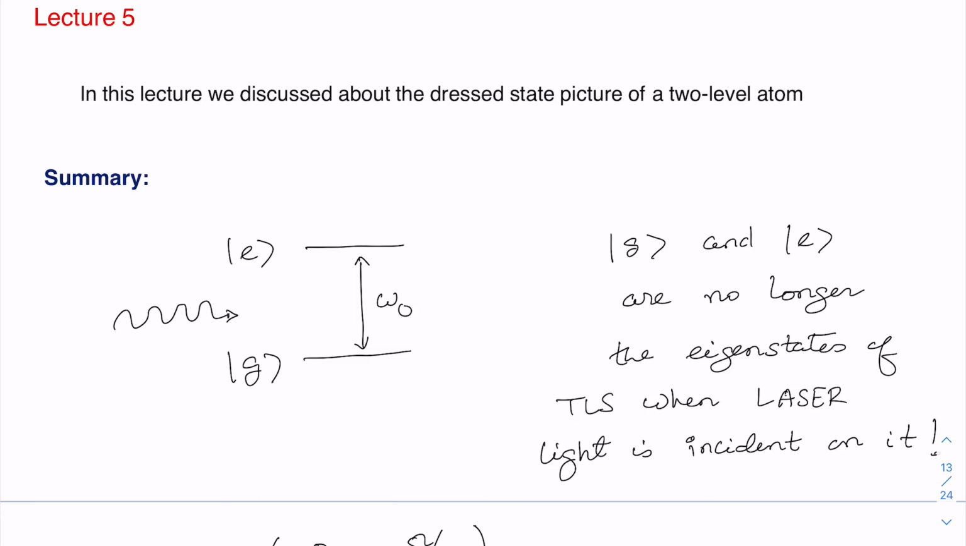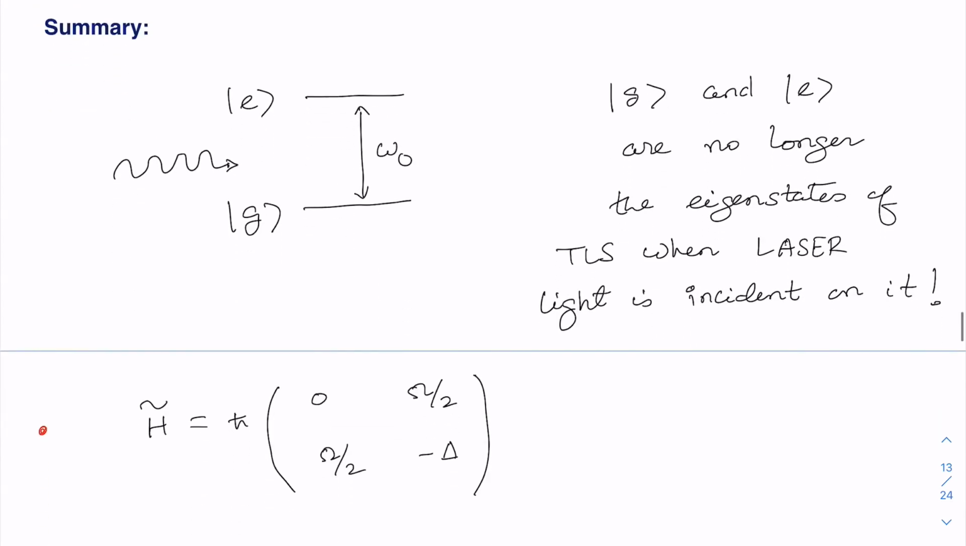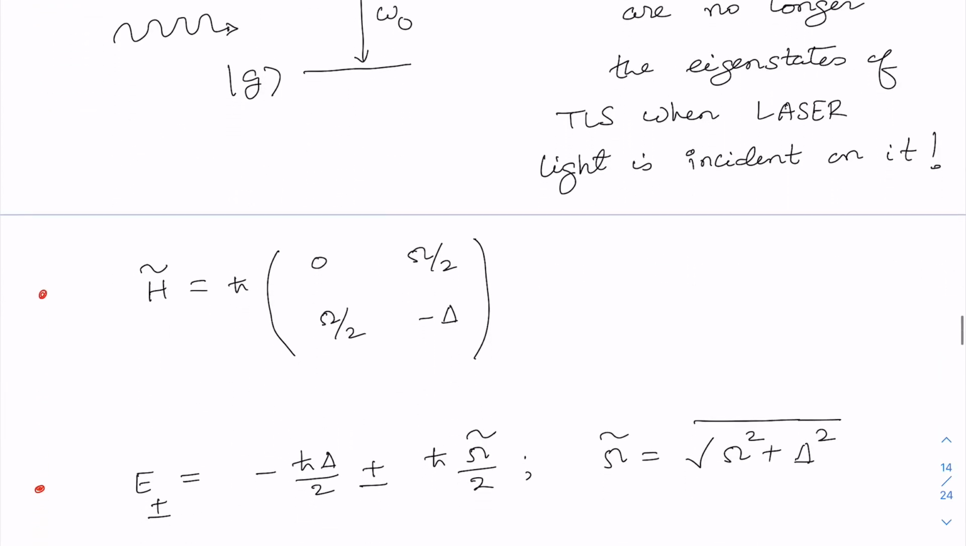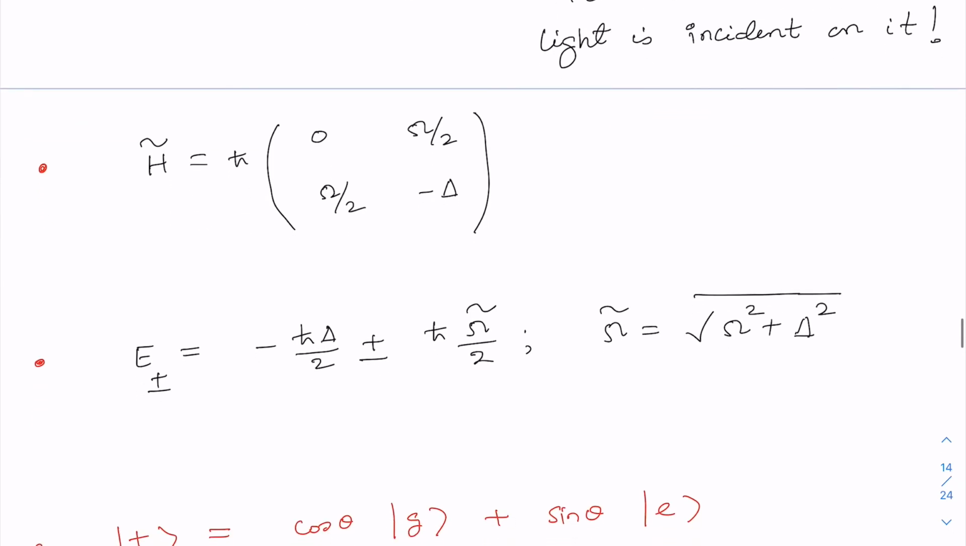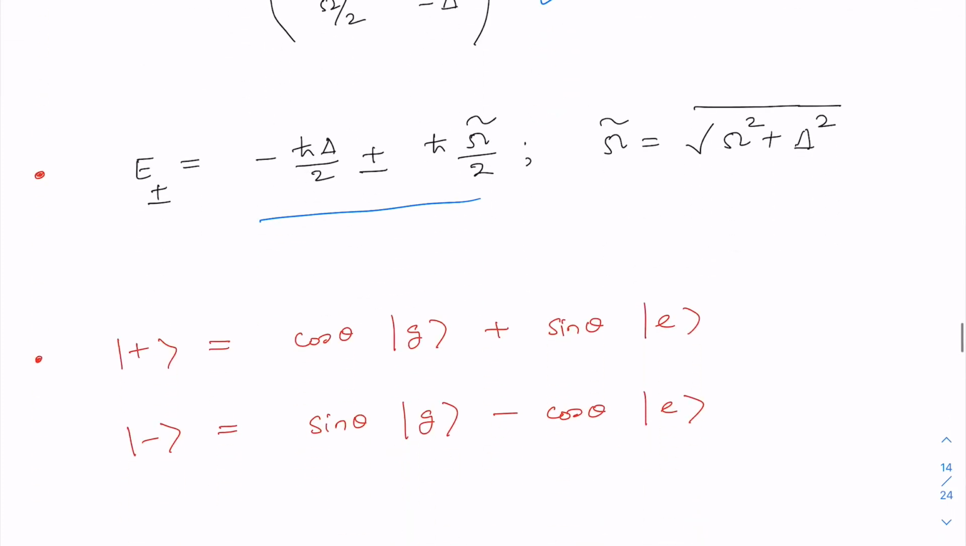The idea was that when laser light impinges on the two-level atomic system, the ground state and the excited state are no longer the eigenstates of the two-level system. Still, we can find the eigenvalues and eigenstates of this dressed Hamiltonian, and we found it has two eigenvalues, E plus and E minus. The dressed states and the corresponding eigenstates are represented by this plus ket and this minus ket here.